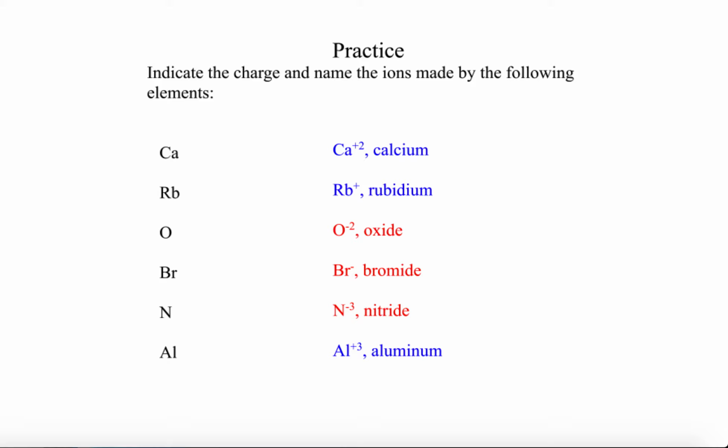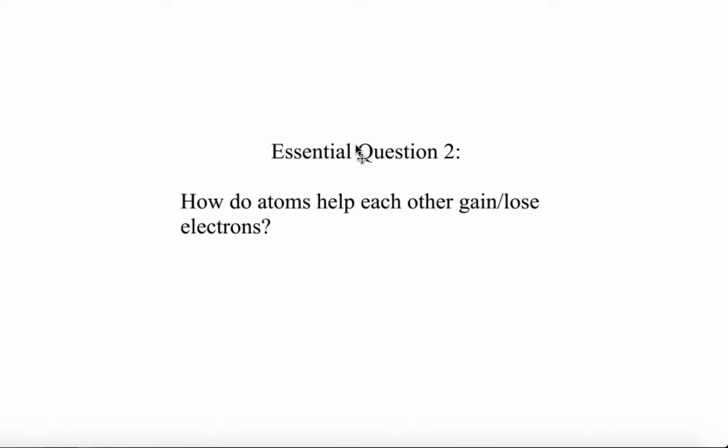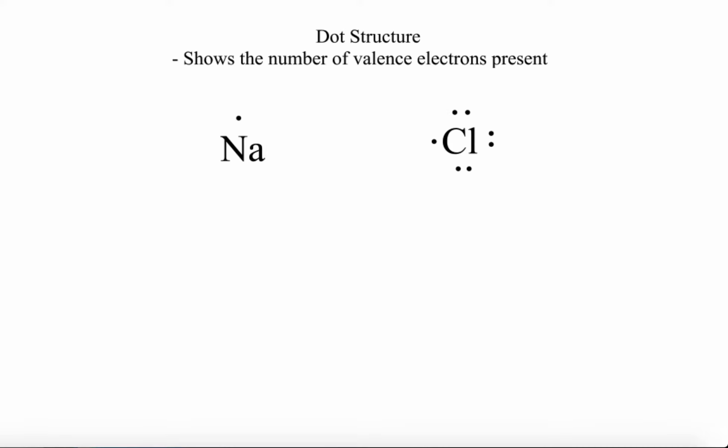So now the second question that we want to address here is, how exactly do these atoms gain or lose the electrons, and how do they help each other do so? If we take a look at sodium and chlorine here, these are what are called dot structures. Dot structures indicate basically how many valence electrons are present. So sodium's got 1 valence electron, while chlorine's got 7. We just saw that sodium's going to want to lose this electron. Meanwhile, chlorine is going to want to gain 1 electron to get to 8.